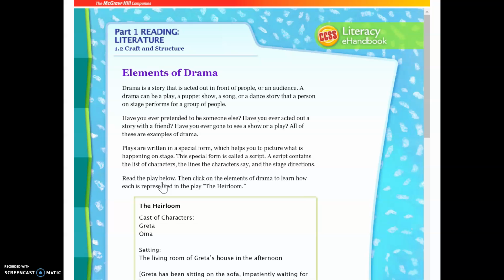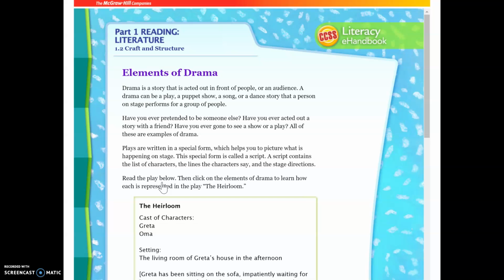So, elements of drama. Drama is a story that is acted out in front of people or an audience, kind of like a reader's theater. A drama can be a play, a puppet show, a song, or a dance story that a person on stage performs for a group of people.